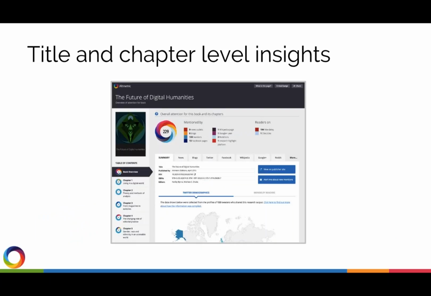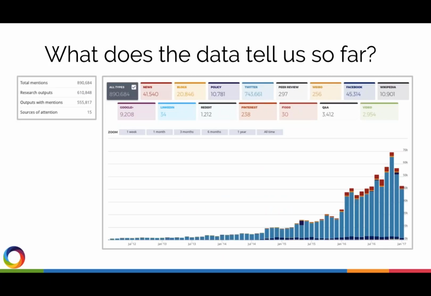And really importantly, this isn't just at the book title level. We can actually dig down into each chapter to show you which chapters have received the most attention, which items specifically within the book are being commented on, and it helps editors and authors really understand which content was most appealing to certain audiences, or which perhaps sparked some controversy or drove further discussion.